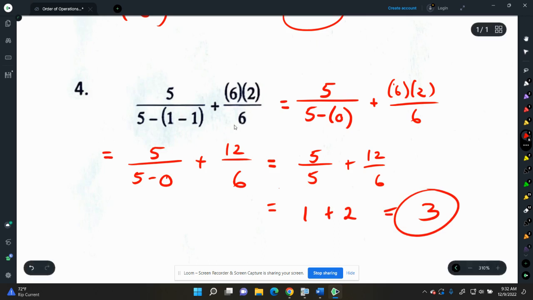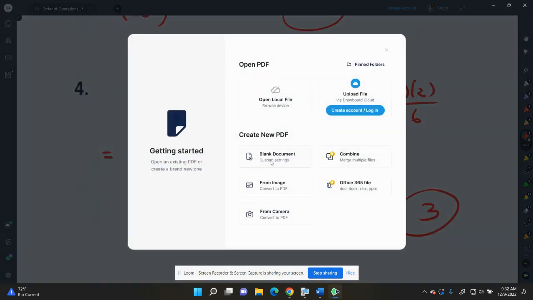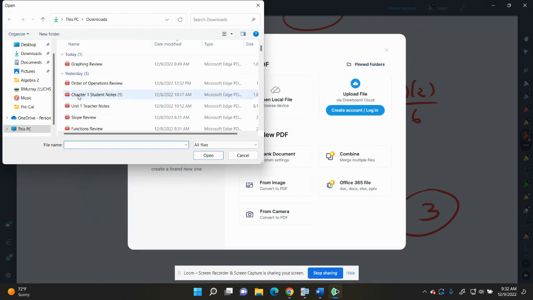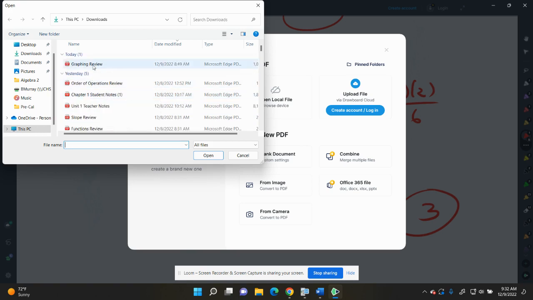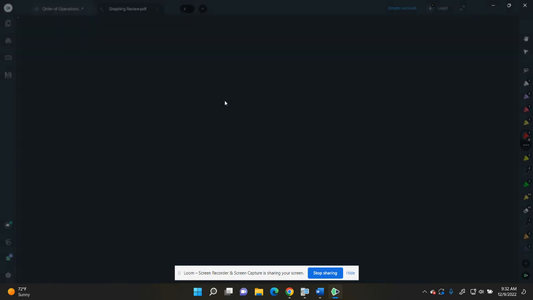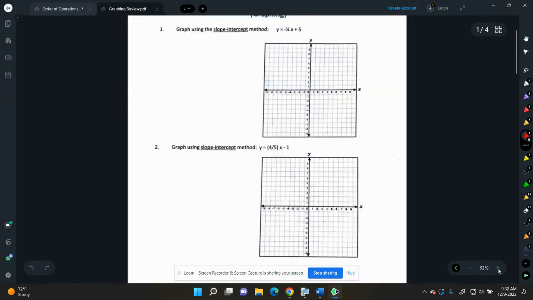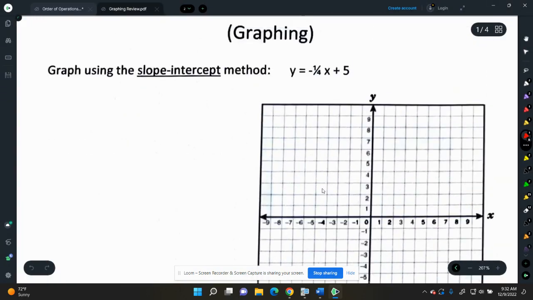Okay? So yesterday we went over the functions worksheet. We just finished the order of operations worksheet. Let's see, what other worksheet do we have? Did we do the slope worksheet? Oh, yes. We did. Okay. All right, and this was last night's homework.